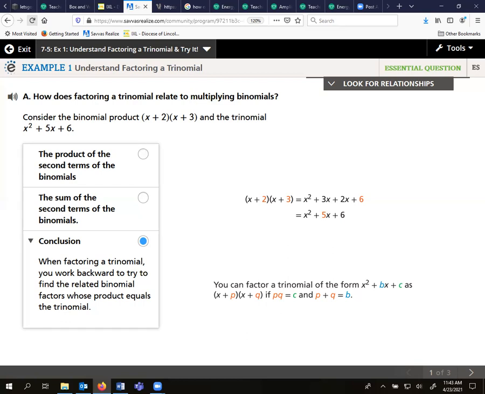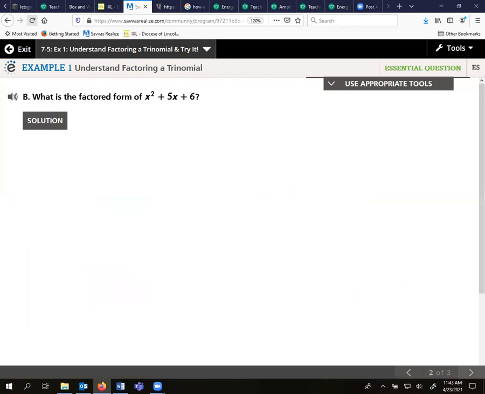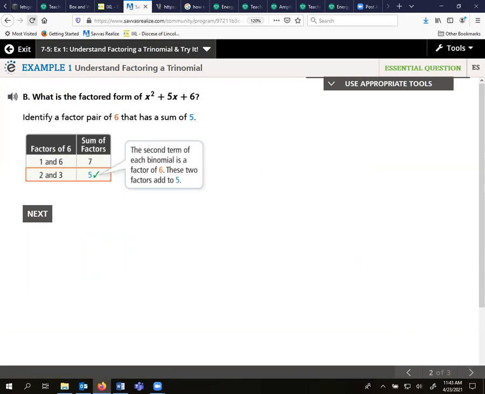Okay, so let's look at the factored form. Same problem, x squared plus 5x plus 6. You want to figure out a factored pair of 6 that has a sum of 5. So you can get 6 by taking 1 times 6, but when you add 1 and 6, you get 7. That's not the number there. You can also get 6 by taking 2 times 3. And 2 plus 3 is 5. So this is the pair we want to use.